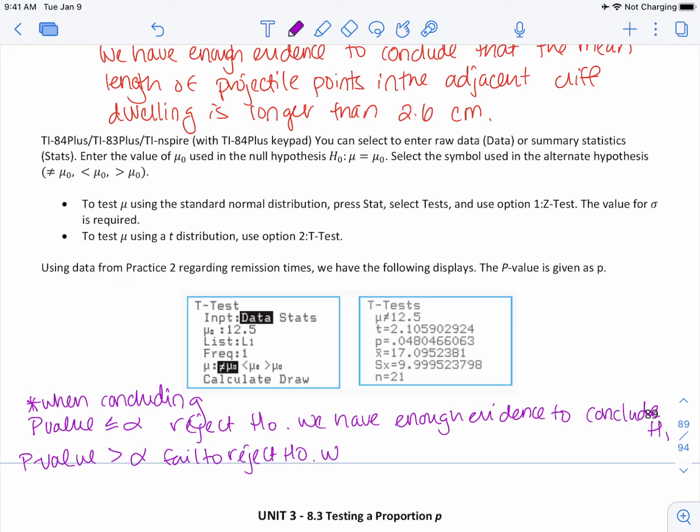And then you would say we do not have enough evidence to conclude the alternative. So again, if you reject the null hypothesis, you have enough evidence to conclude the alternate. If you fail to reject the null hypothesis, you do not have enough evidence to conclude the alternate. In the case of these problems, you always state them in context.